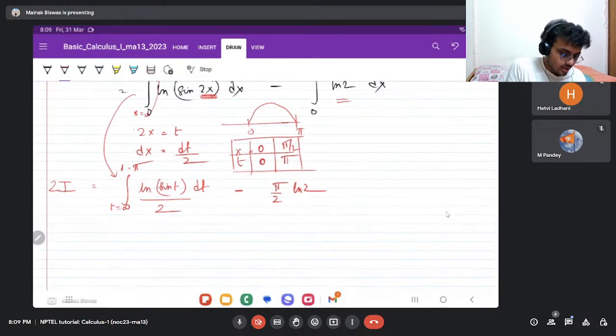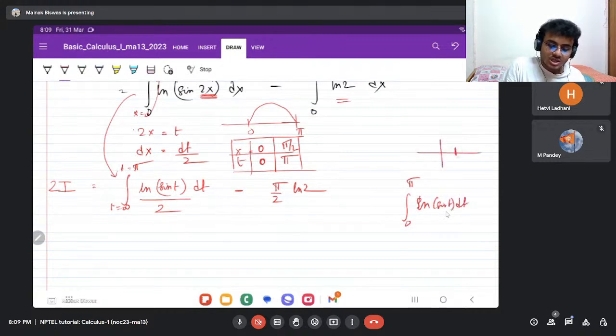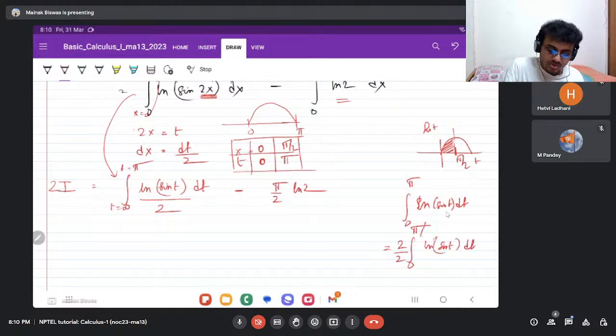Now you see integral of 0 to pi log of sine t dt. Do you see it's an even function about pi by 2? Sine t. Do you agree? Yes, sir. So if I find this area and multiply by 2, agreed? You will be happy? Yes, sir. So we can write this as 2 into 2 by 2 log of sine t dt, and this will become pi by 2. Agreed? Yes, sir.